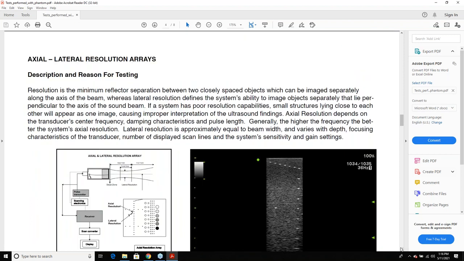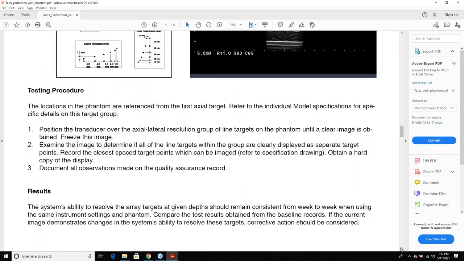And then we go on, we talk about axial resolution, the ability to differentiate two objects that are very close together, and know they're two objects. It tells you why we do it, how to do it, and the results you expect. Again, it's very clear English. I like this form because of it.